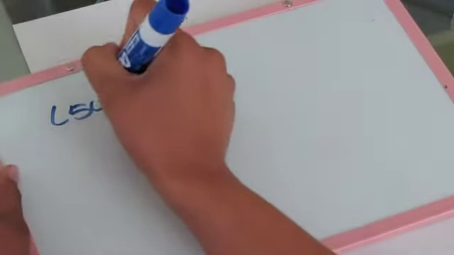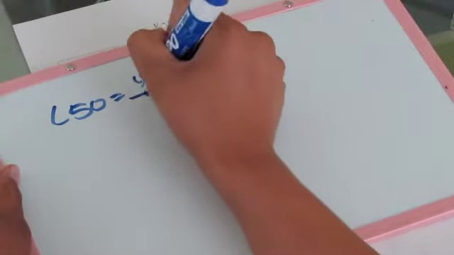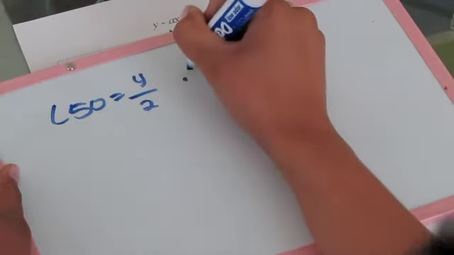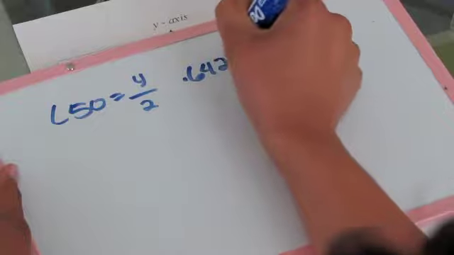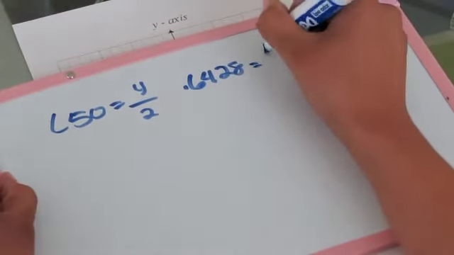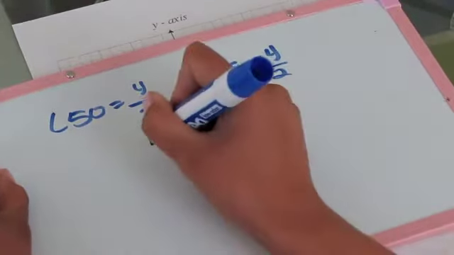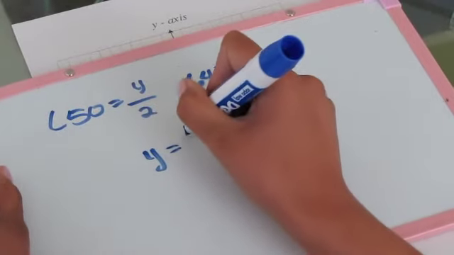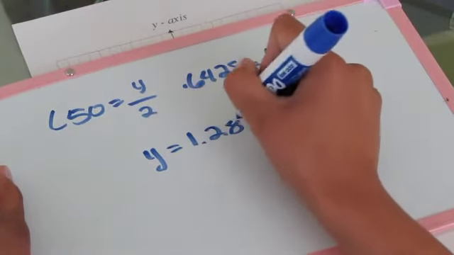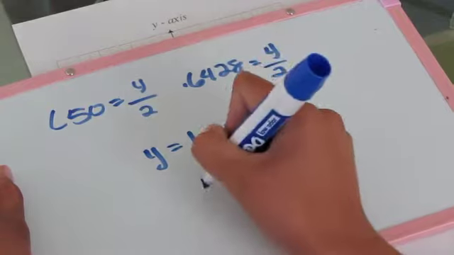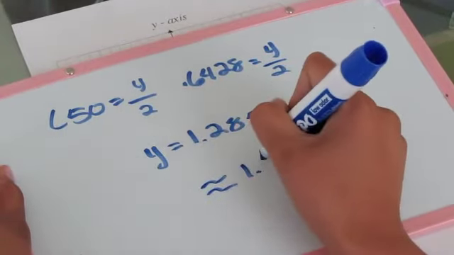Next, we'll solve for y. Cosine 50 is y over 2. That then turns into 0.6428, which is equal to y over 2. Y then turns into 1.2856, which is approximately 1.3.